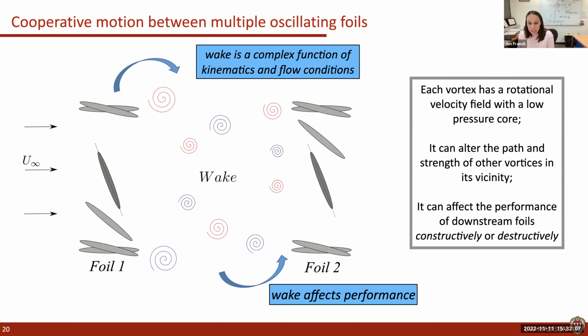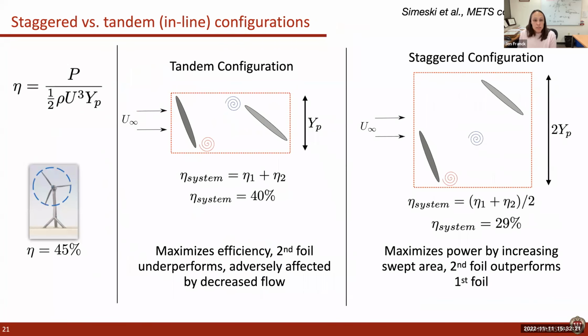So qualitatively, you can imagine it can have constructive interactions or destructive interactions depending on the timing and the location by which it hits these vortices. So here's some examples. On the far left is our bread and butter rotational axis axial flow turbine with an efficiency of 45%. And in the middle, we have what's called a tandem configuration.